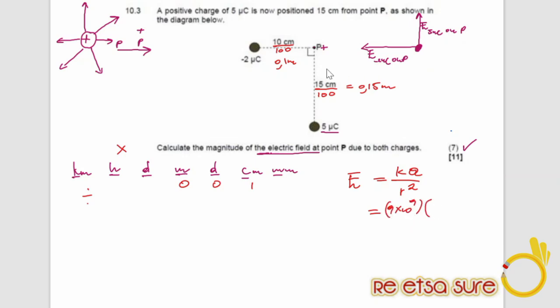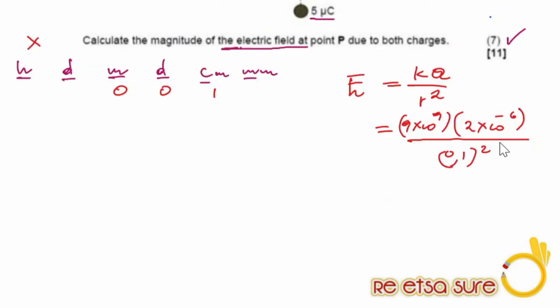Multiply by the charge that is given to us, which in this situation is 2 times 10 to the power of negative 6, because we have been given micro, which is times 10 to the power of negative 6. All over the distance between this charge and P, which has to be 0.1 squared. And then from here, my beautiful learners, you put everything on the calculator to get the electric field.